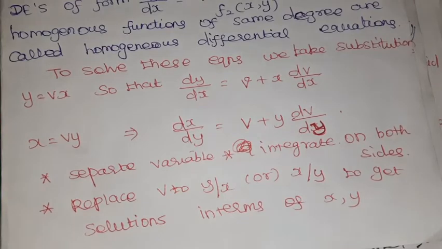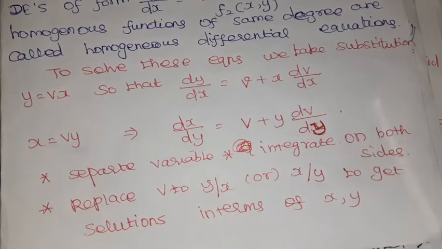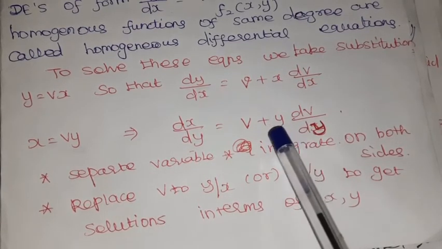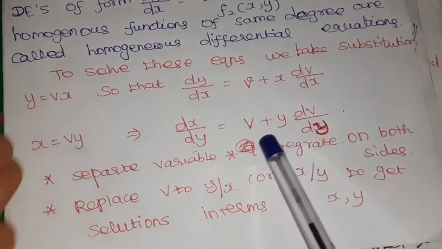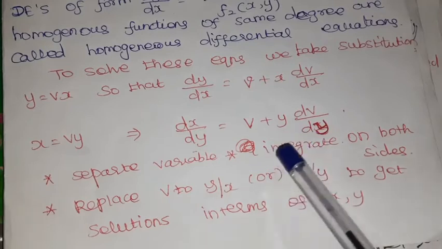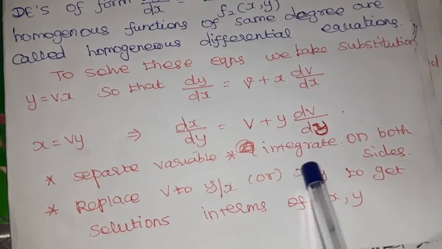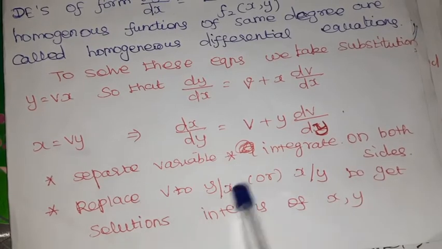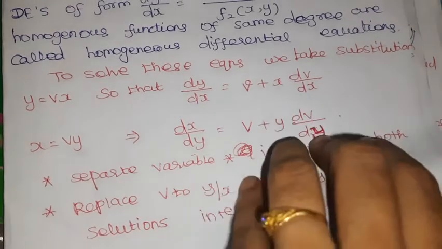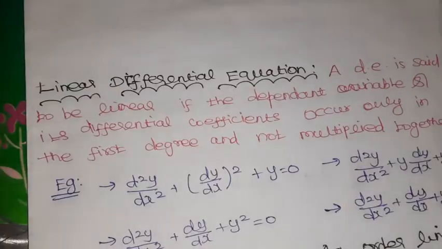So what we need to do first, in case of homogeneous functions of the same degree, is solve these equations by using the substitutions, differentiating with respect to x or y according to the problem. Then we need to separate the variables and integrate on both sides. Finally, replace the v term with the corresponding x and y terms. So we will solve problems of this type and we have an idea.